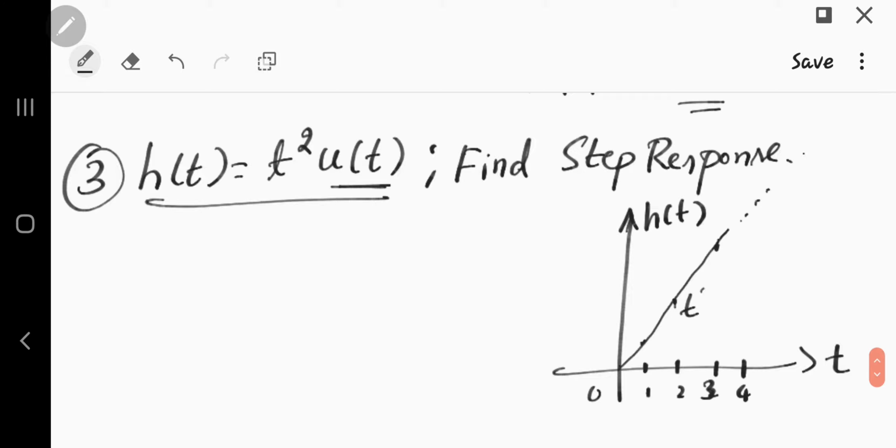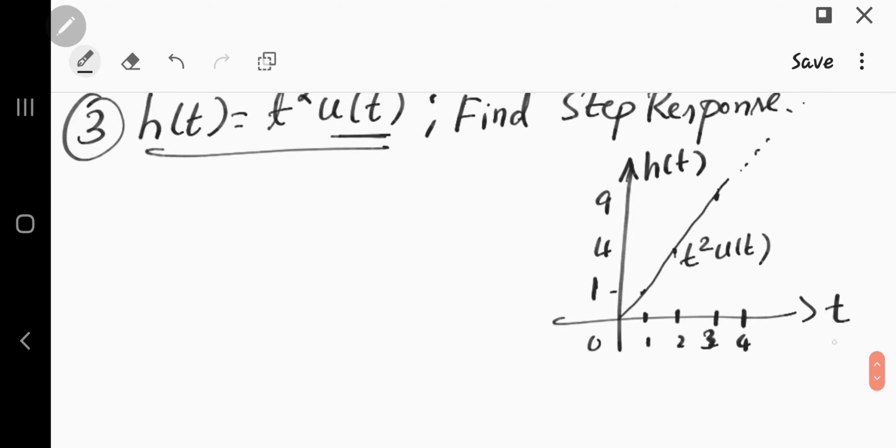Okay, so this is t square u of t. So its amplitude is 1, 4, 9, and so on. This is just for your imagination. This is nothing but a ramp function. Now, if you observe this, for values of t which are less than 0, there is no signal. So that means the step response is 0 for this particular duration. And if you don't want, you can forget that. You can apply only for values which are present.